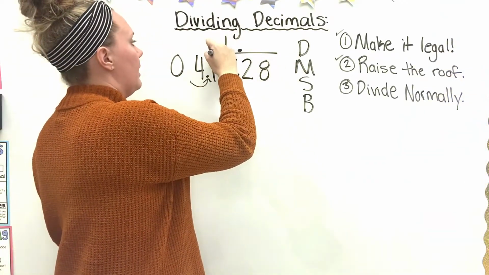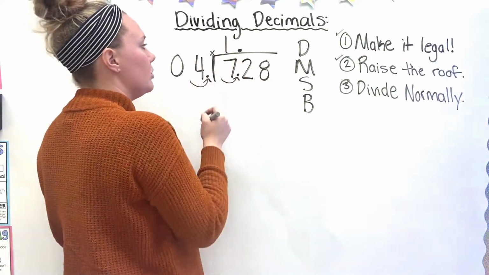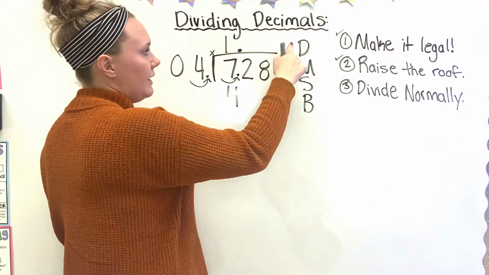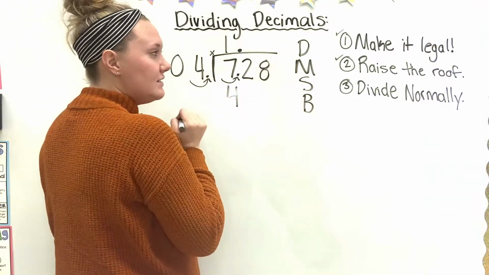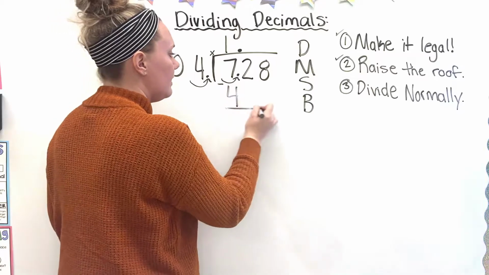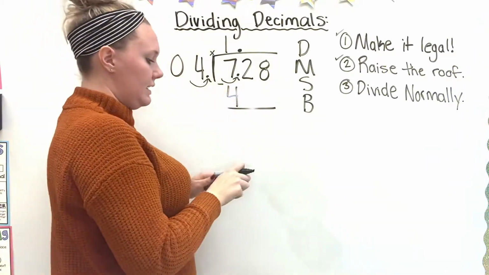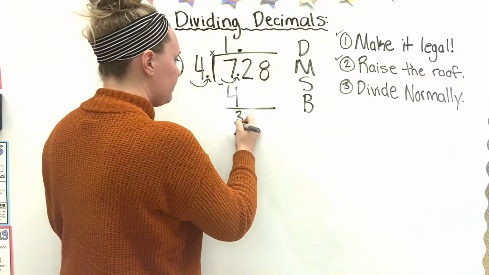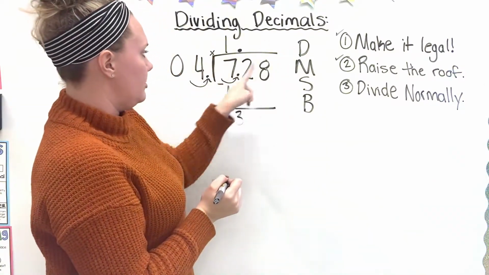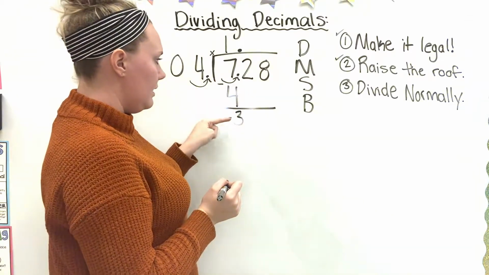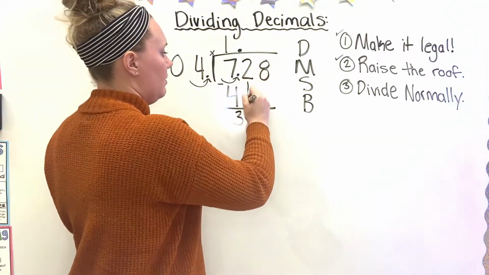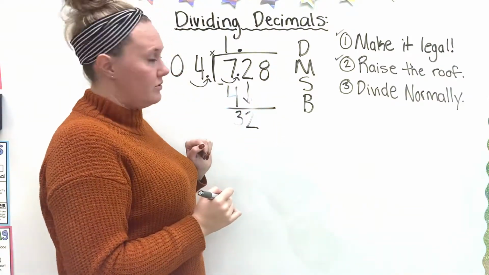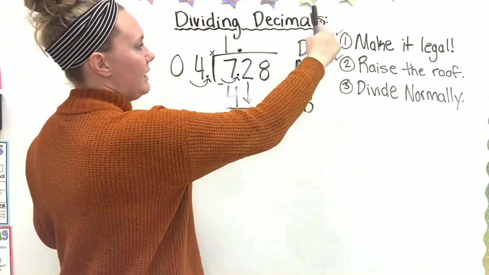Now I'm going to multiply. So 1 times 4. Well, that's easy. I know 1 times 4 is 4. Okay, I've divided, I've multiplied. Next is to subtract. 7 minus 4, let's see. 4, 5, 6, 7, that's 3. I divided, I multiplied, I subtracted. Now I'm going to bring down my 2. 32.